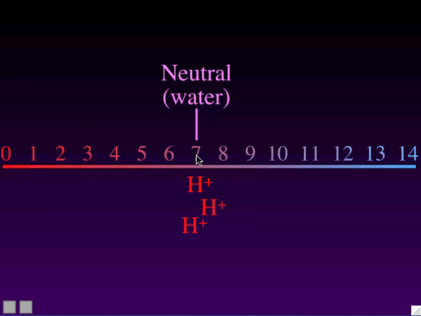Now notice that pH 7 is right in the middle of the scale. It's not towards the lower numbers, it's not towards the higher numbers, it's kind of neutral. So they also call pH 7 the neutral pH. Okay, so far so good.